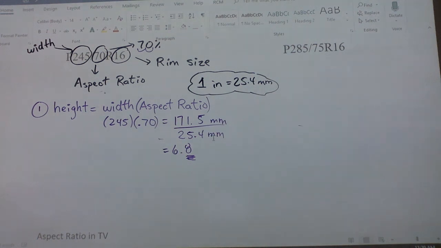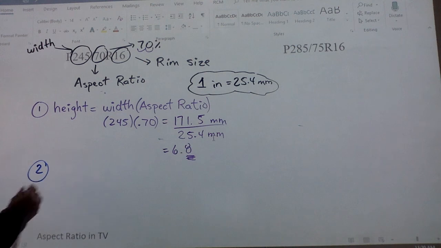Second step. That is the height. Now I gotta find the diameter. So step number 2. Diameter.